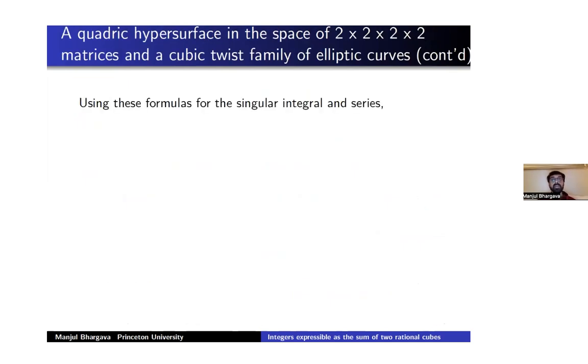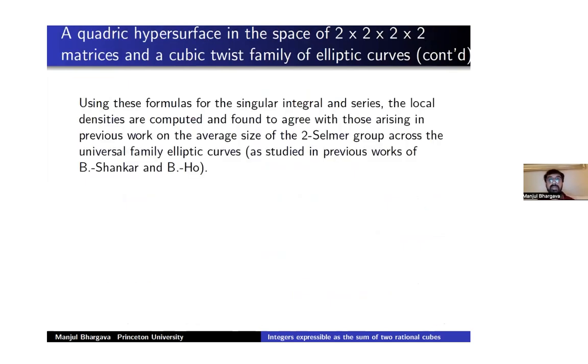And using these formulas for the singular integral and singular series, we can compute the local densities. And we find these local densities at each prime agree with those arising in previous work on the average size of the two Selmer group of the universal family of elliptic curves, as studied with Earl and Wei in previous spaces when we were just counting in an entire affine space, not on a variety. But it turns out the densities are the same on the variety as well.